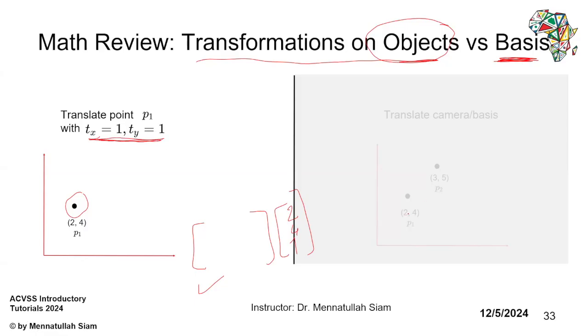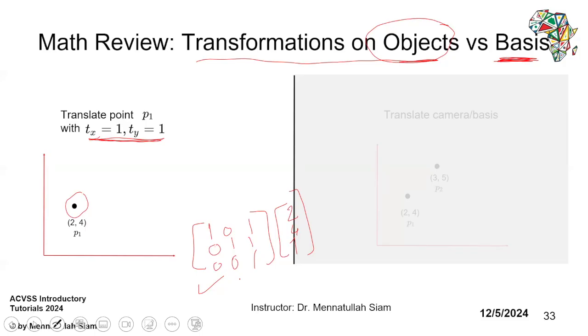Just as a refresher, I know it might be a simple question, but does anyone remember? I think it will be 1, 0, tx. Exactly. So tx, which is 1 in this case. Then it's 0, 1, ty and 0, 0, 1. Exactly. Thank you.